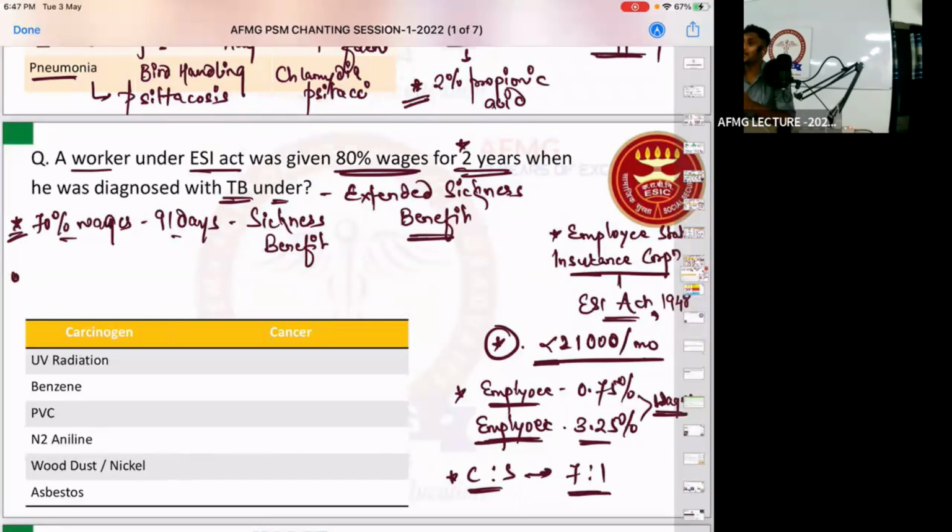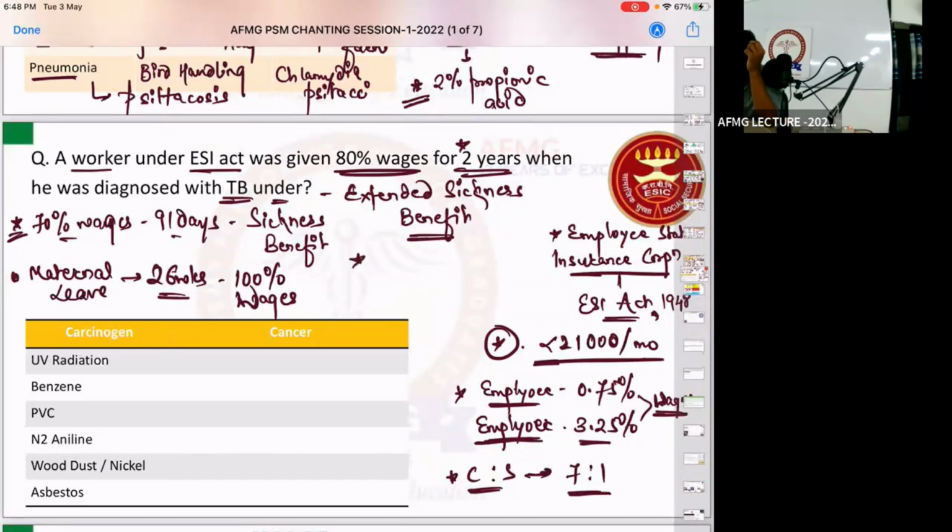Then, not only limited to the ESI Act, for any female worker who is working, if she gets pregnant, she gets a maternal leave of how many weeks? She will get a maternal leave of 6 months, that is 26 weeks. And on how much percent wages? 100% wages. Nothing will be deducted. So maternal leave is 26 weeks or 6 months, on 100% wages. Okay. No issues with this.